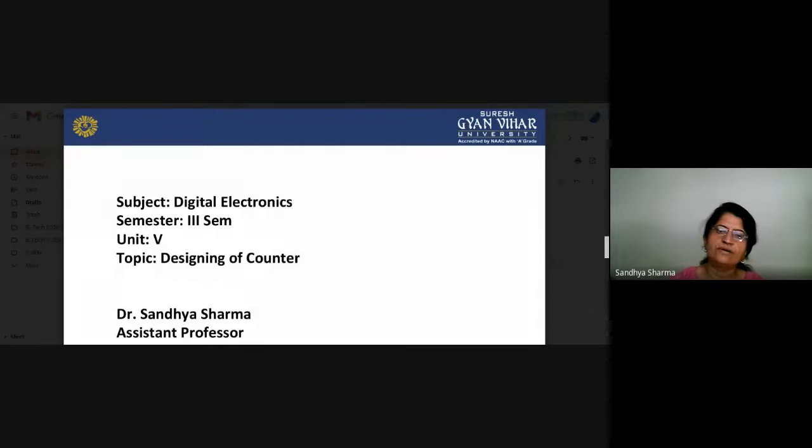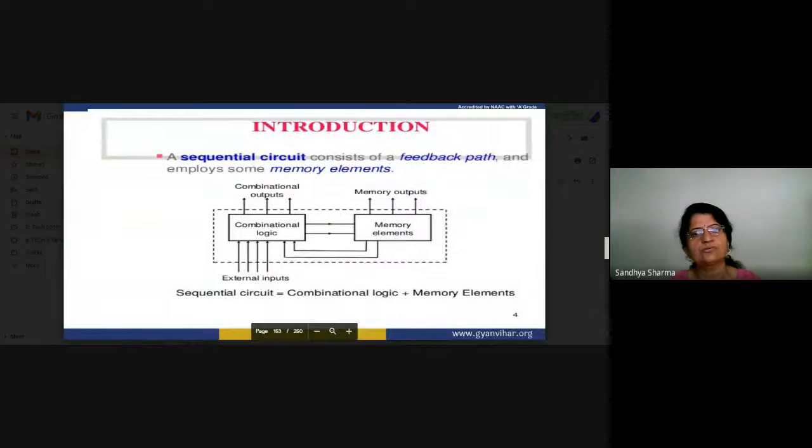Good morning, students. Today we will discuss the designing of a counter, how we can design a counter. Before starting the designing of a counter, first of all we will see what the basic requirement of designing a counter is. First of all, a counter is basically a sequential circuit.